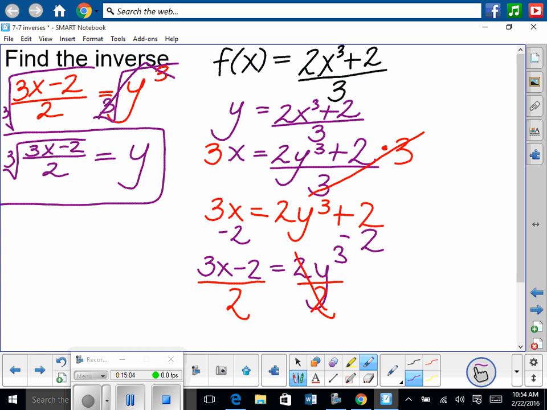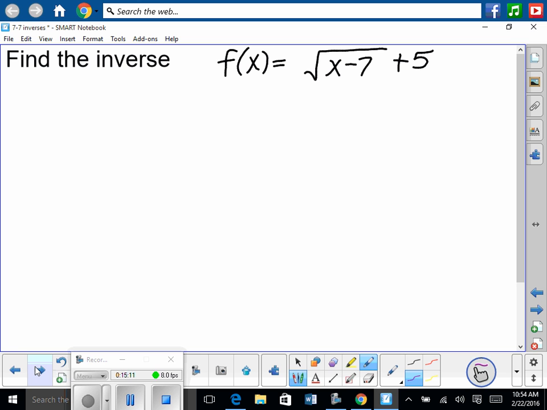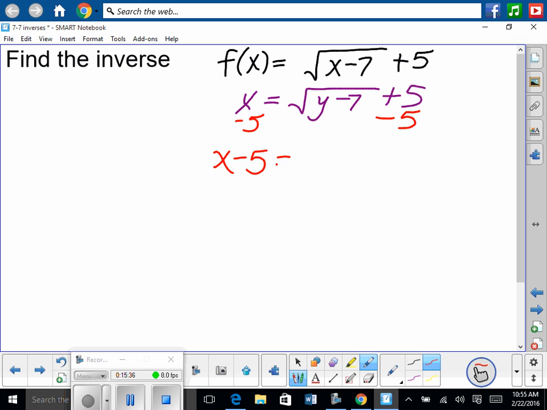Okay, couple more. Stay with me. You need them. I didn't do a couple with my first hour and I had to come back and do them. Okay? Here we go. Switch x and y. I'm going to skip steps on this one so we can go a little faster. So x is equal to the square root of y minus 7 plus 5. Is everybody comfortable? Minus 5 first, yeah. Good. So we would subtract 5 from both sides. So we have x minus 5 is equal to the square root of y minus 7.